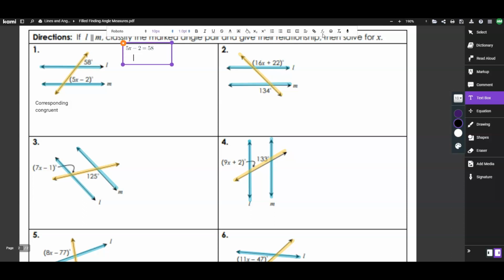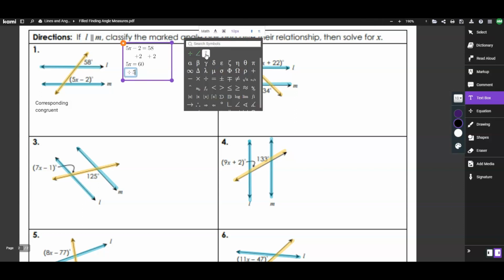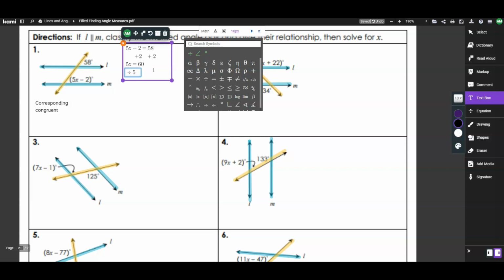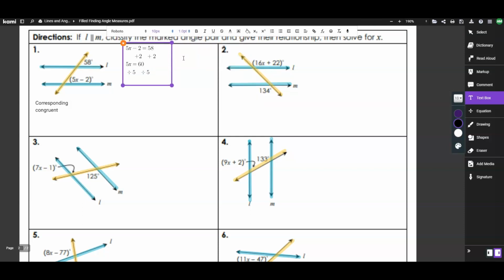We're going to go ahead and add 2 to both sides. And then that gives us 5x equals 60. Then we're going to divide both sides by 5. And that's going to give us a value of x equals 12.